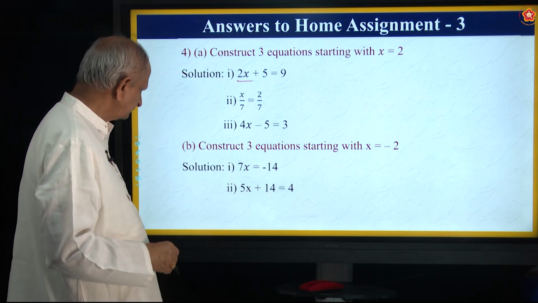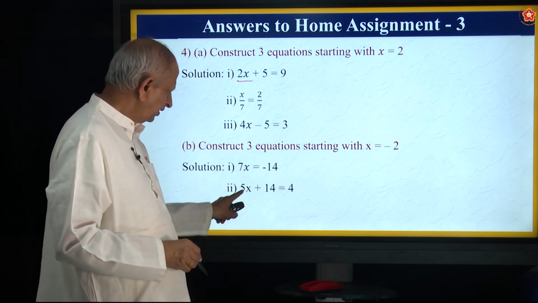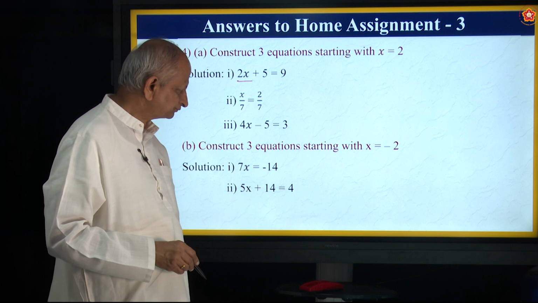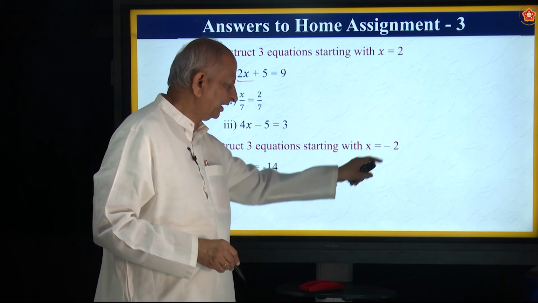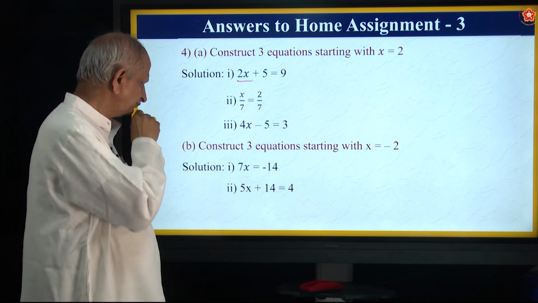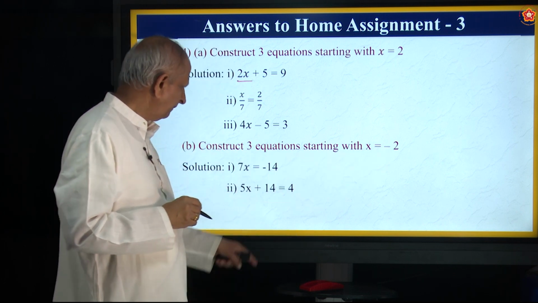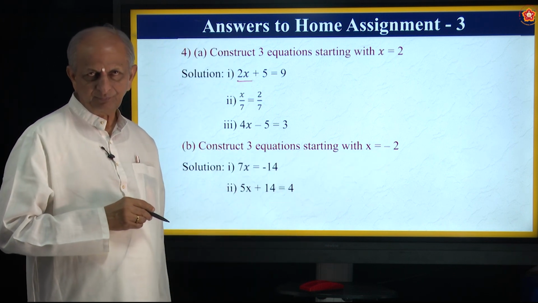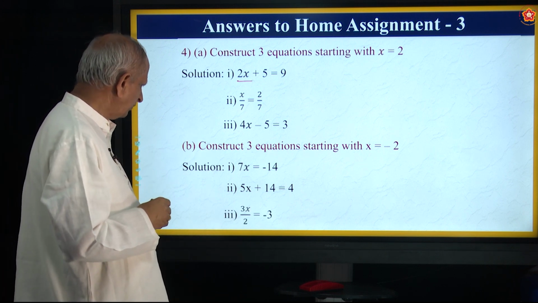Have we got it? X is to be multiplied by 5, so you have to add 14. Similarly, when you do it for the left hand side, the right hand side also gets multiplied by 5. 5 2s are 10, minus 10 plus 14. What do you get? You get the answer as 4.